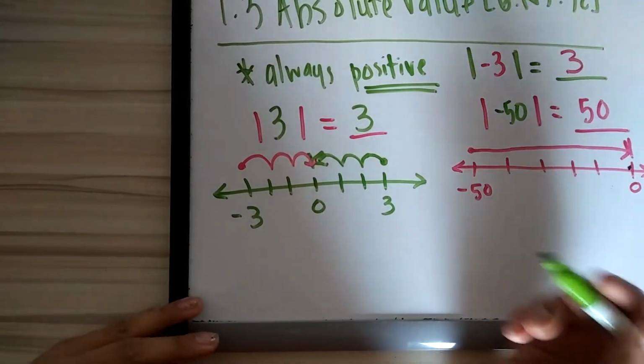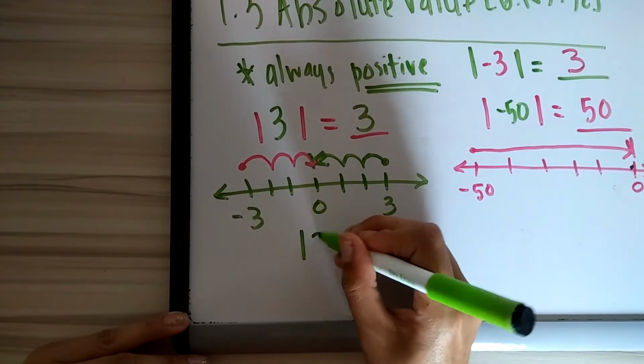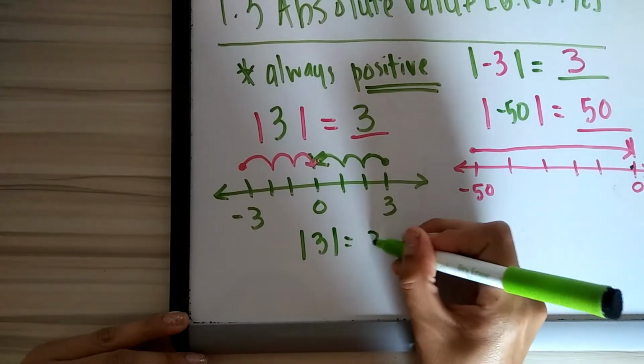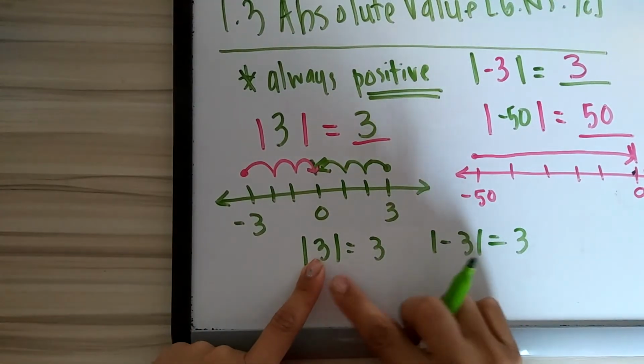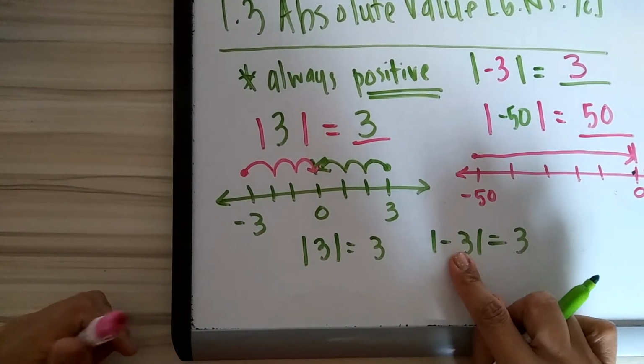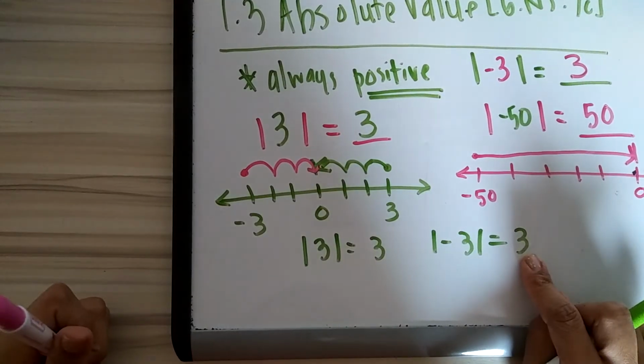So we know, for instance, that the absolute value of 3 is 3, and the absolute value of -3 equals 3, okay? So when they're positive, it's exactly the same number, but when they're negative, we have to make that a positive because it's the distance, okay?